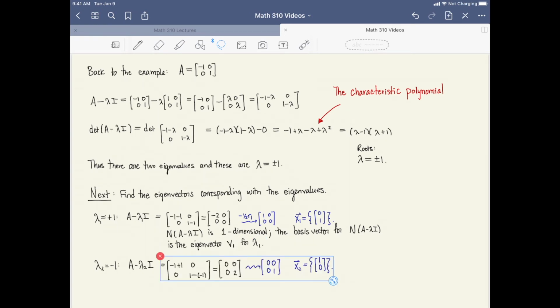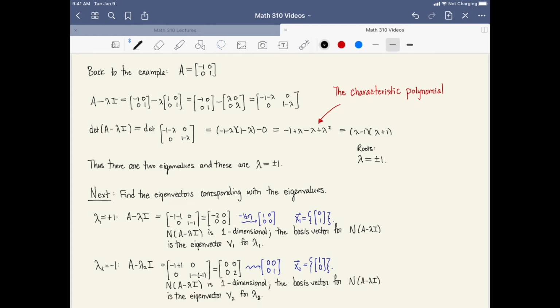Now we repeat the same process for the second eigenvalue, lambda 2. Lambda 2 is minus 1, and so we again plug it into this matrix. That's what this is. And it gives us 0, 0, 0, 2. I'm again going to write down a basis for the null space of this matrix. So I row reduce it, and I find out that that basis vector is 1, 0. And again, I have that this one basis vector that I produced is the eigenvector for lambda 2.